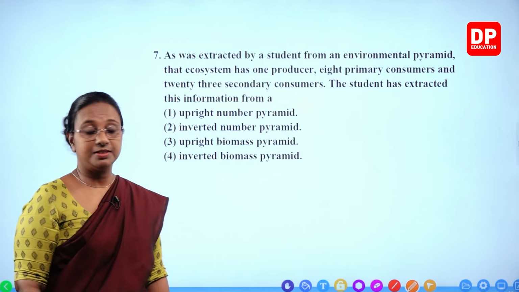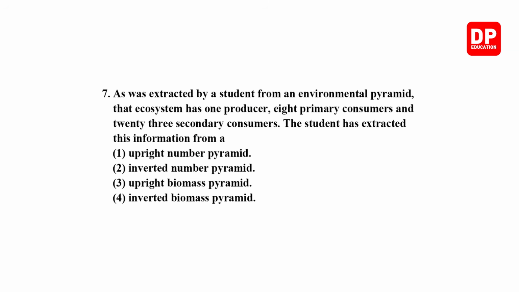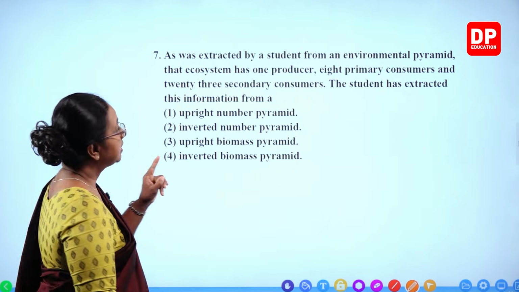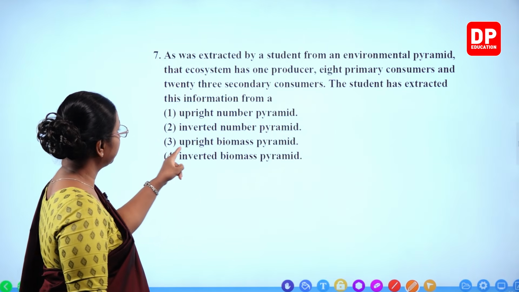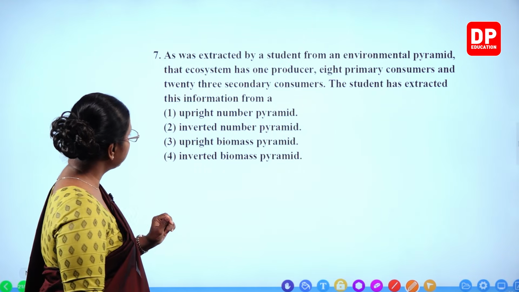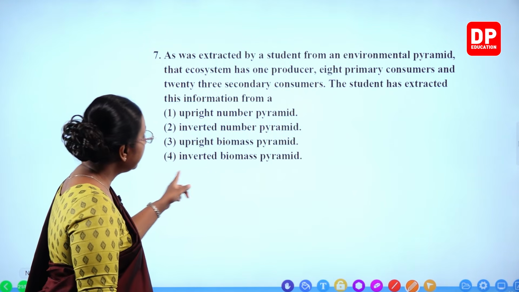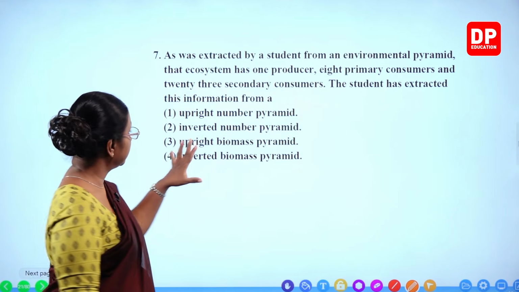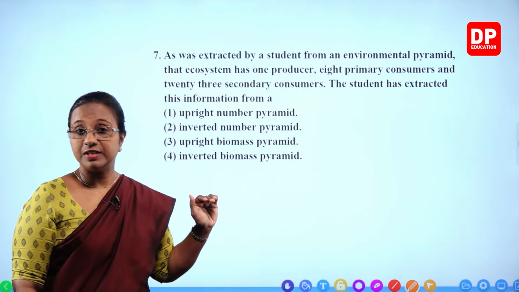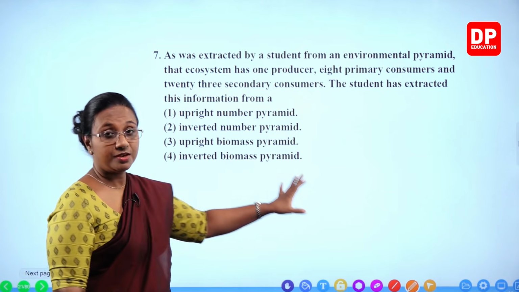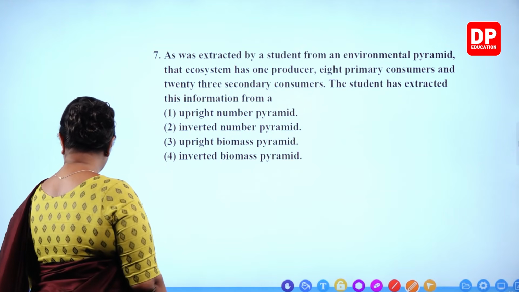Question number 7. As extracted by a student from an environmental pyramid, that ecosystem has 1 producer, 8 primary consumers and 23 secondary consumers. The student has extracted this information from an upright number pyramid, inverted number pyramid, upright biomass pyramid, or inverted biomass pyramid. So this is related to pyramids of the environment. So before I answer the question, we'll have a look at the different types of pyramids.